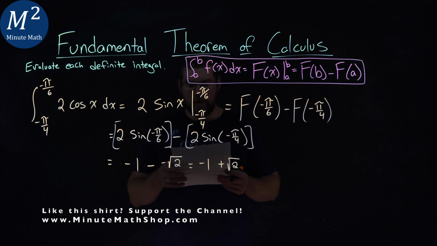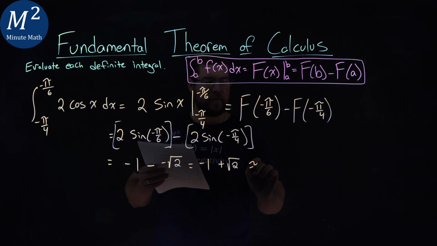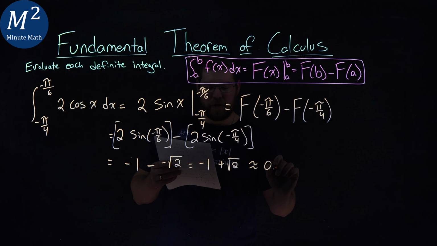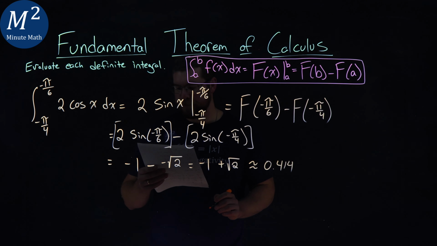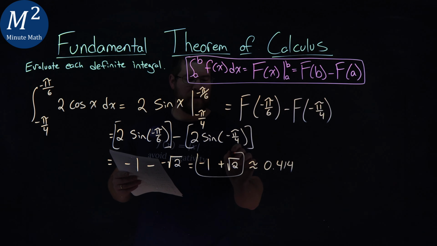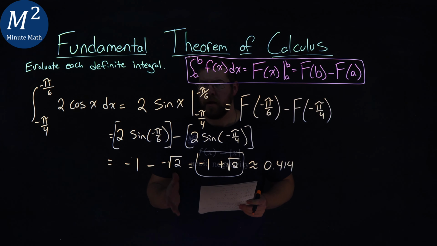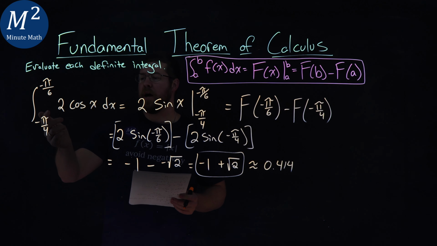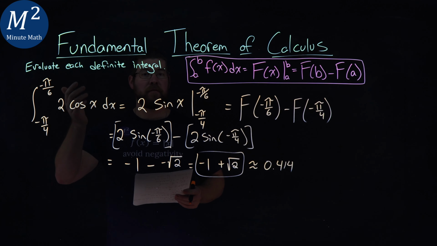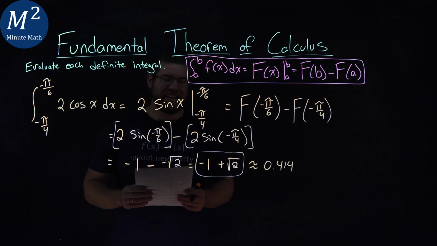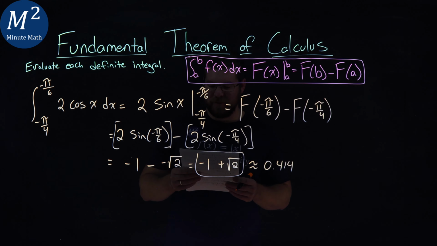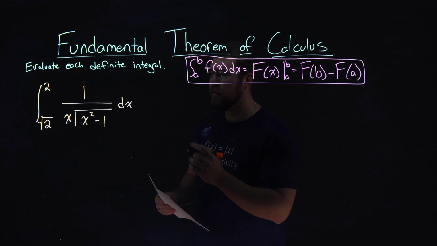And most places would be good with that, but if you want to write that as a decimal, it's approximately 0.414. I prefer this form right here, -1 plus square root of 2. So our final answer here is that the integral from -pi/4 to -pi/6 of our function is -1 plus the square root of 2.